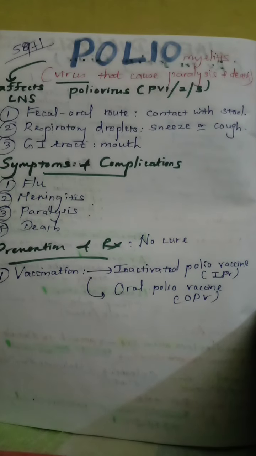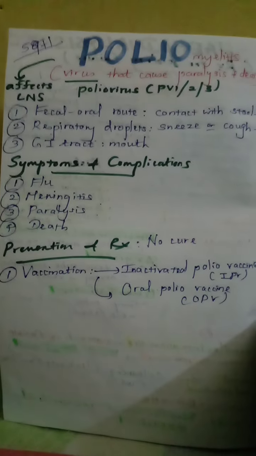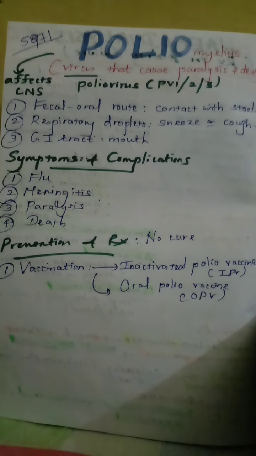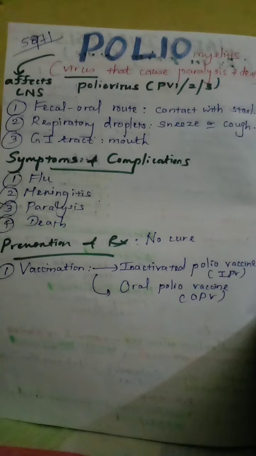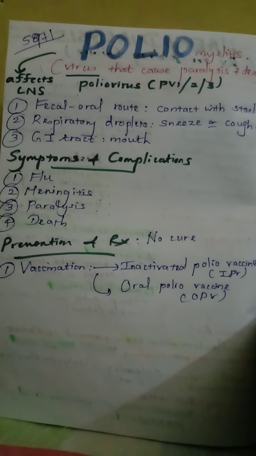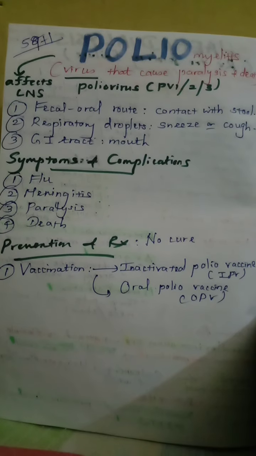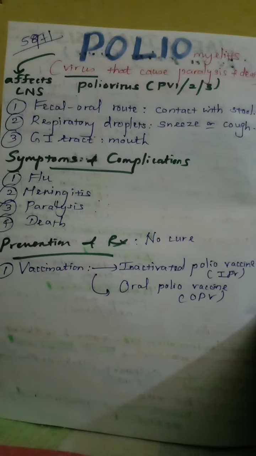Good evening to all. The 60th medical term that we'll be discussing today is polio. Yes, it's an infectious disease. The complete name would be poliomyelitis. It is caused by a virus that generally ends up causing paralysis and death of an individual.